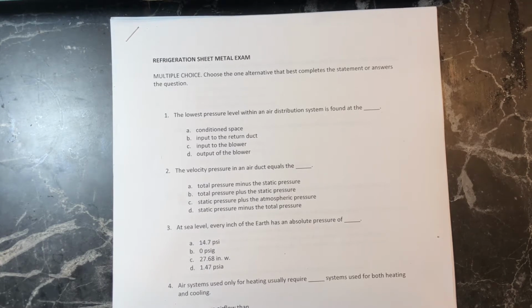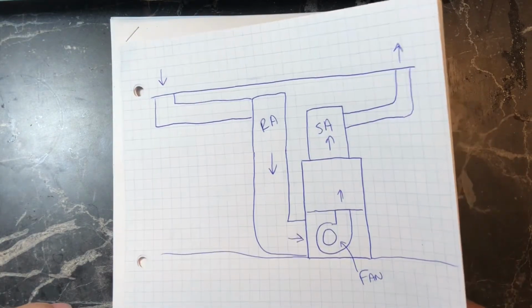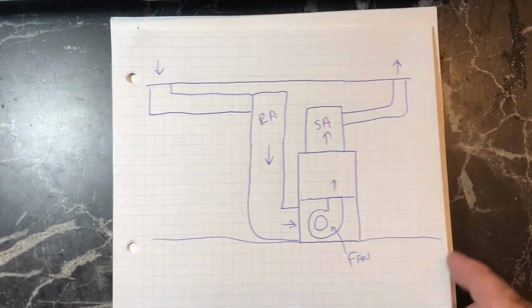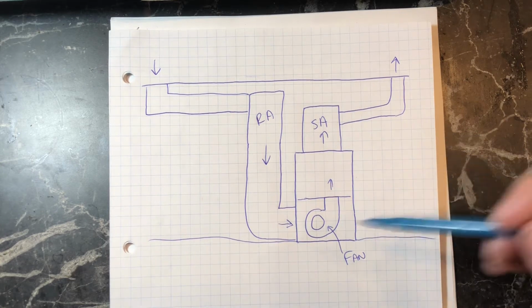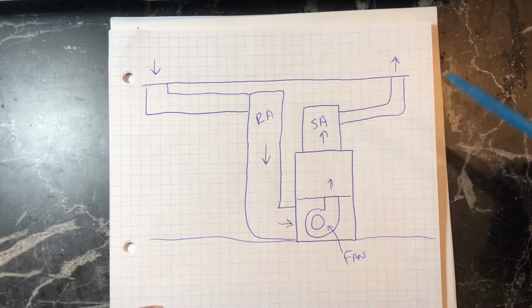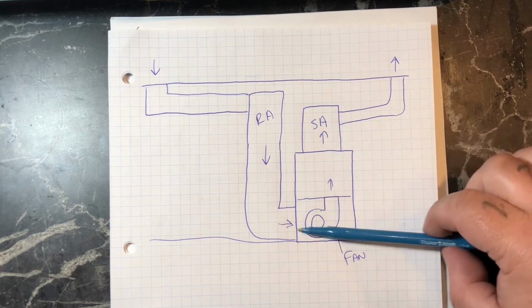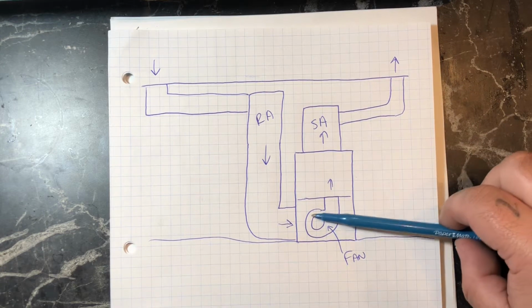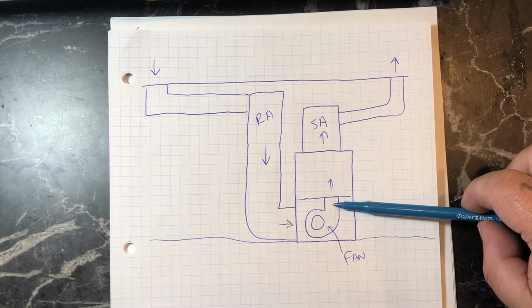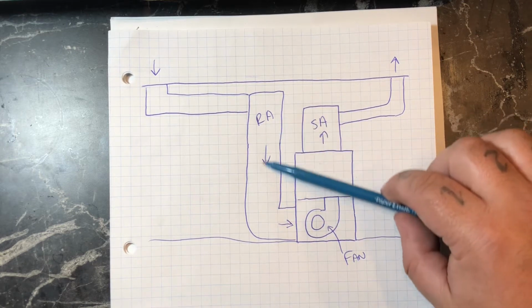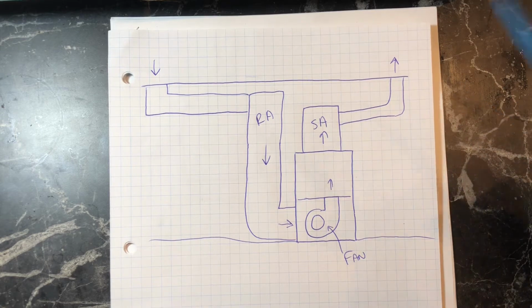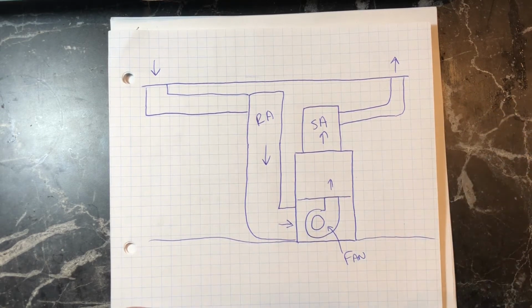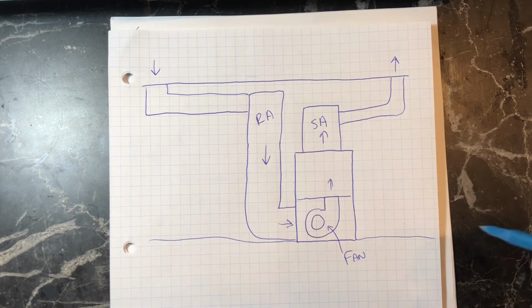So I'm just going to show you guys an example of an air distribution system. If you watched the other video, it showed a very basic one, and this is a basic one again. So this cabinet right here would be the furnace, and in the bottom of the furnace they typically have a fan. So it's pulling in air from the return air and blowing it out the supply air side.